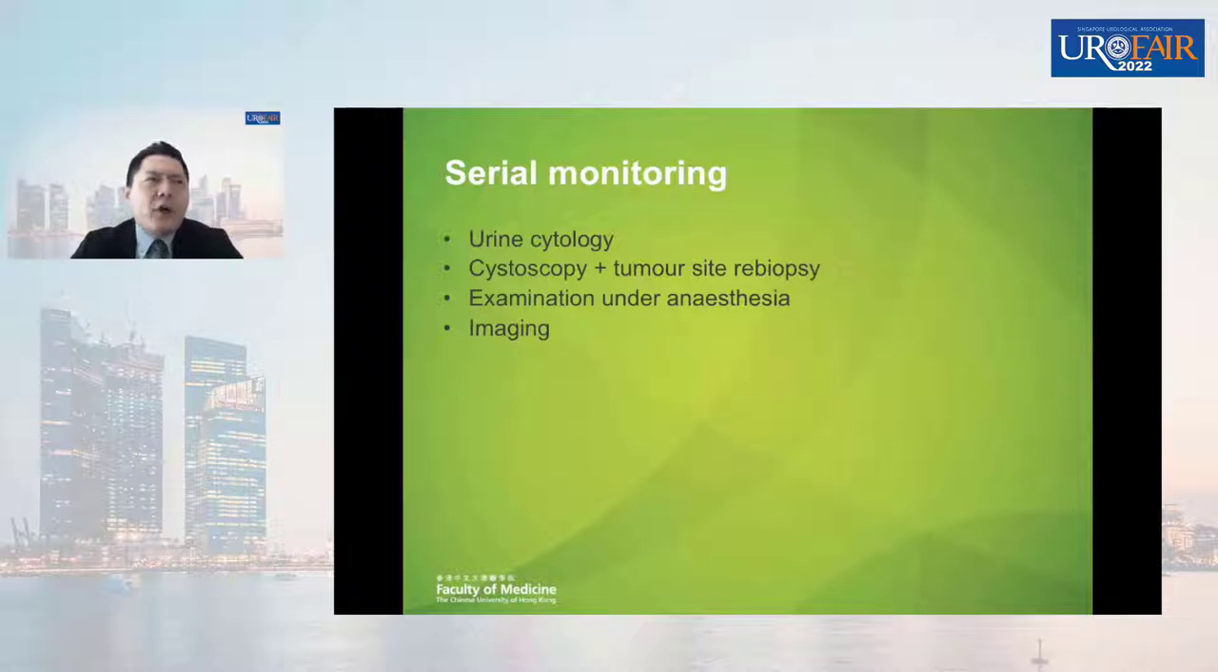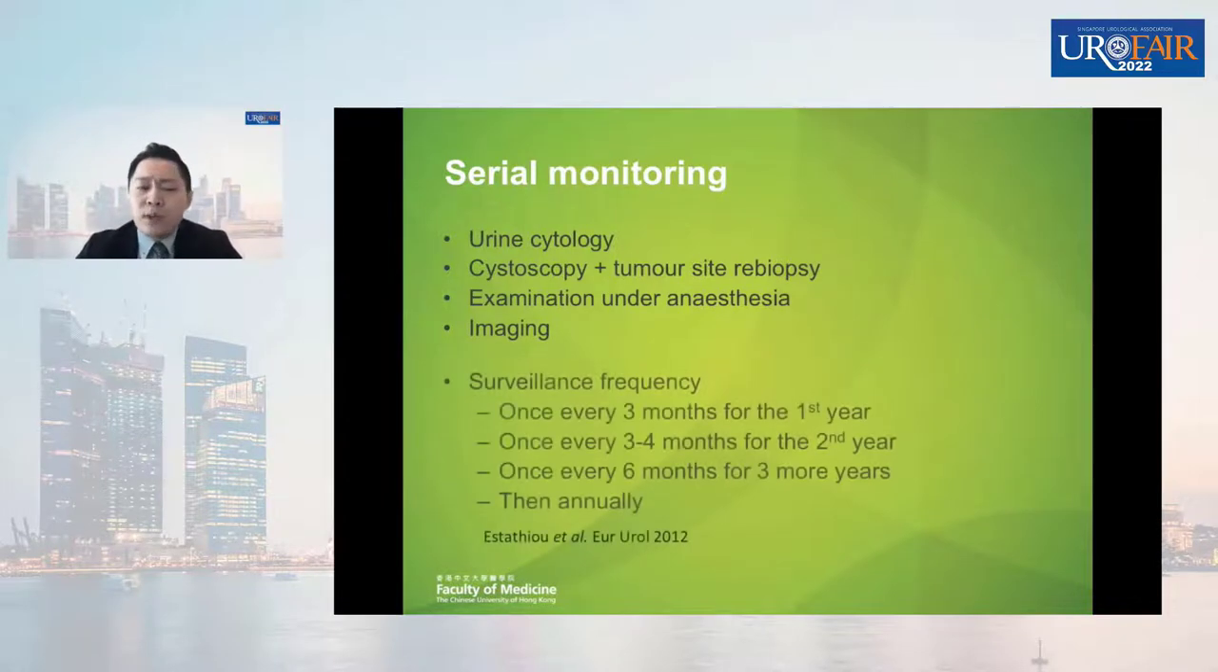I think the key of TMT is patient selection, as well as whether we're able to detect treatment failure early in the treatment course. Therefore, if there's any treatment failure, we can consider a cystectomy right away. And the surveillance becomes very important. And what do we monitor? It basically includes urine cytology, cystoscopy with tumor site biopsy, examination under anesthesia, as well as imaging, CT scan or PET scan. These would be very helpful. If you are really interested in the bladder part, then an MRI scan might be helpful as well.